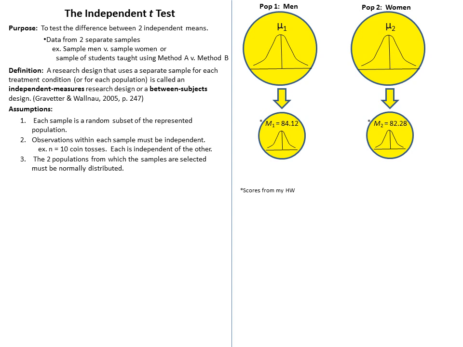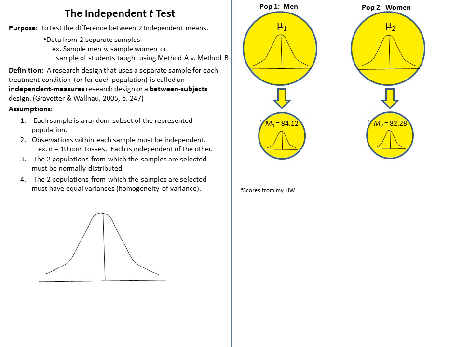We would measure those normalities by looking at the skewness, the kurtosis, the QQ plots, the histograms, and so on and so forth. And the fourth assumption says that the two populations from which the samples are selected must have equal variances, or homogeneity of variance, and we remember that from our homework as well. Let's get our head back in variances again.